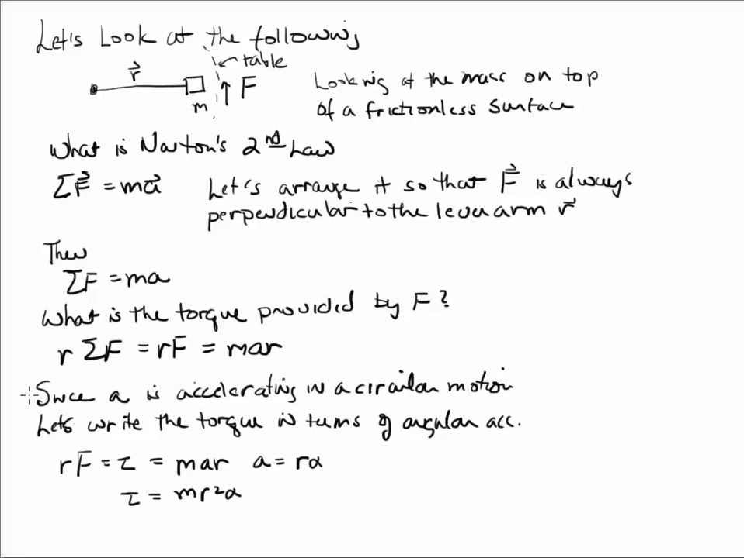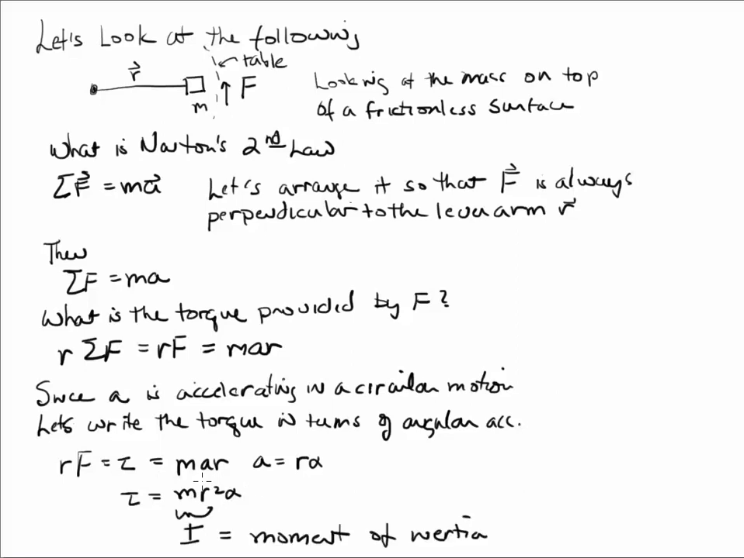Now, since the block is accelerating in a circular motion, let's write the torque in terms of the angular acceleration. So we have that the lever arm times the force is equal to the torque. That's equal to the mass times acceleration times R. But we know that a, the acceleration, is equal to R times the angular acceleration alpha. And so we can write the torque in the form torque equals the mass times R squared times alpha.